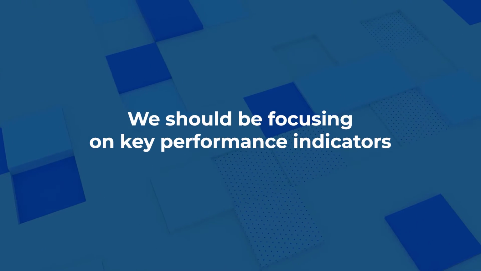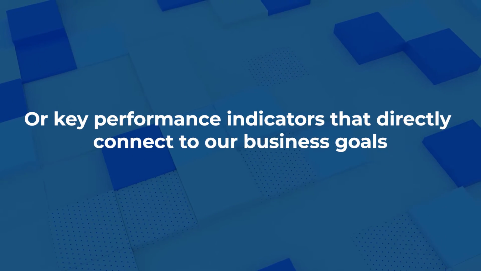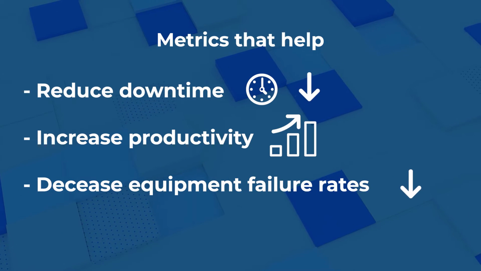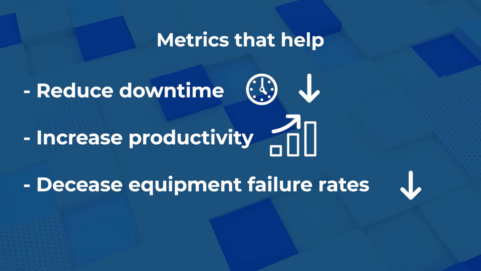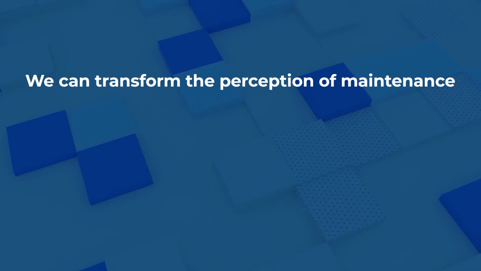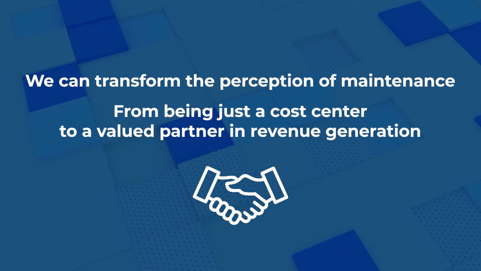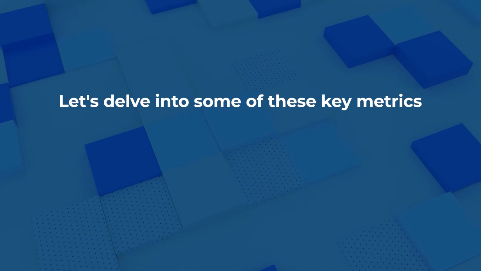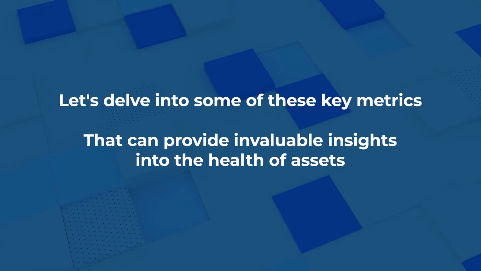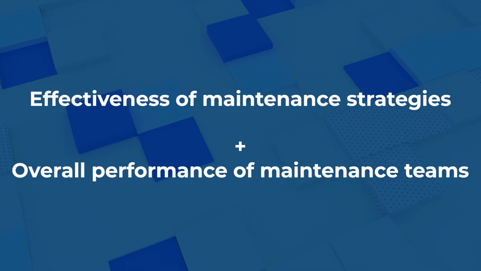Instead, we should be focusing on key performance indicators that directly connect to our business goals and objectives. Metrics that help us reduce downtime, increase productivity, and decrease equipment failure rates. By focusing on these key performance indicators, we can transform the perception of maintenance from being just a cost center to a valued partner in revenue generation within our organizations. So let's delve into some of these key metrics that can provide invaluable insights into the health of assets, the effectiveness of maintenance strategies, and the overall performance of maintenance teams.